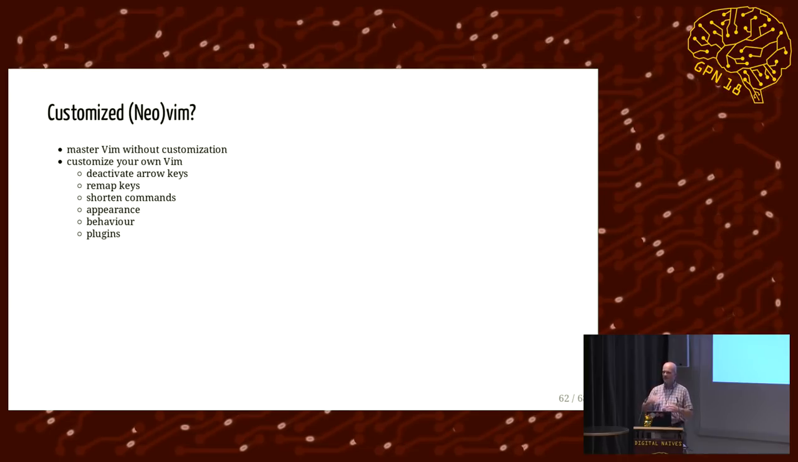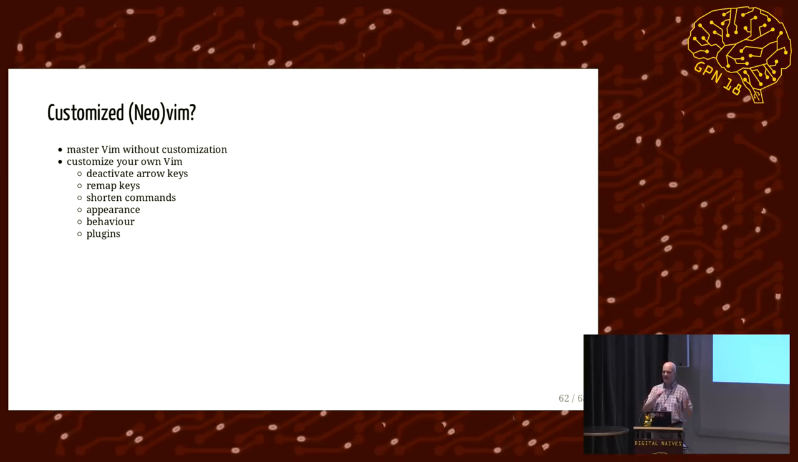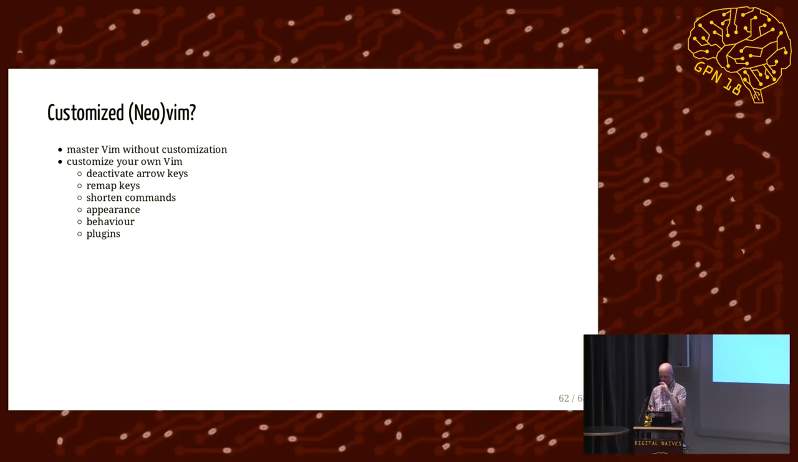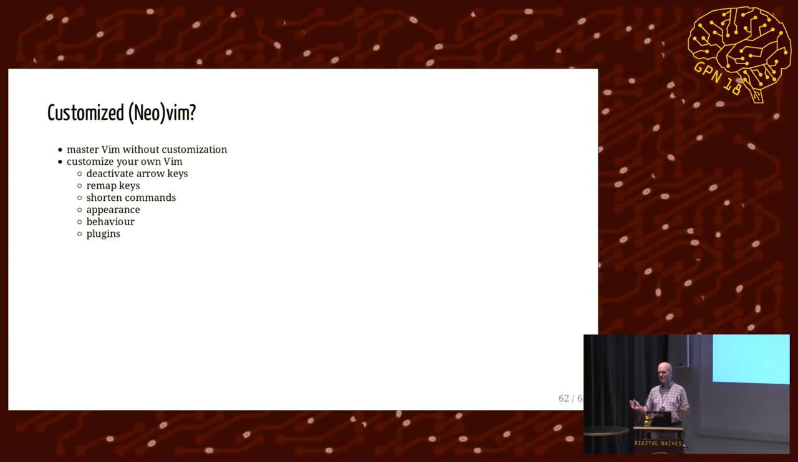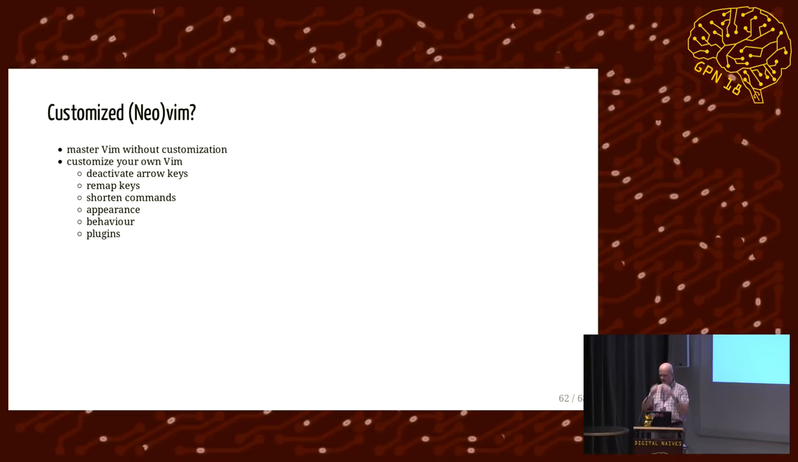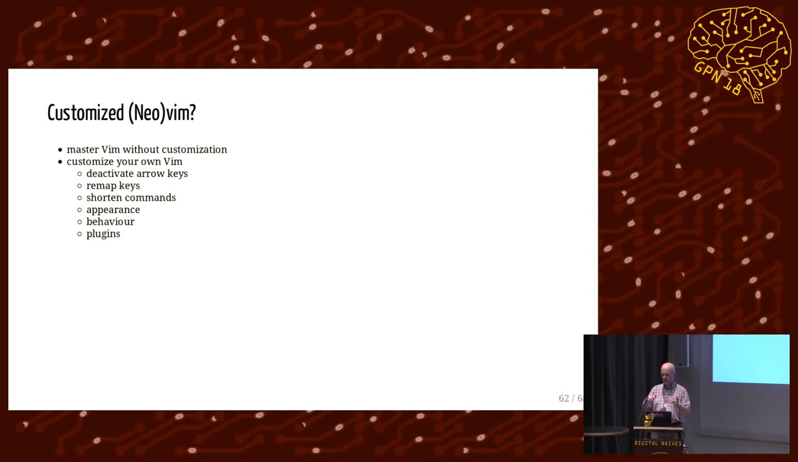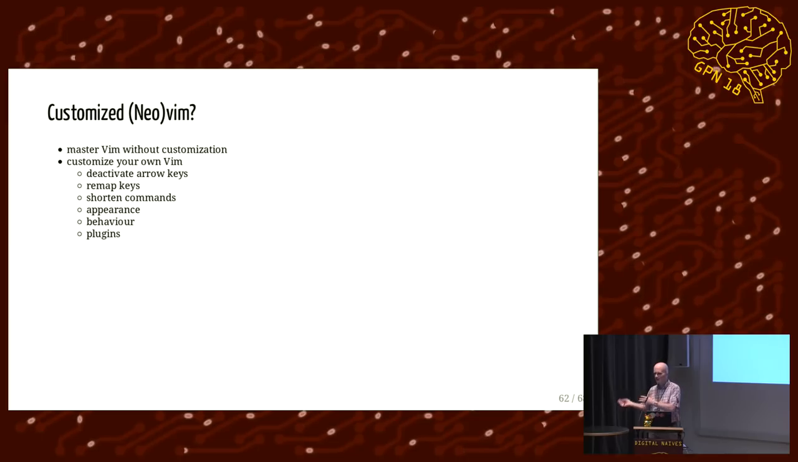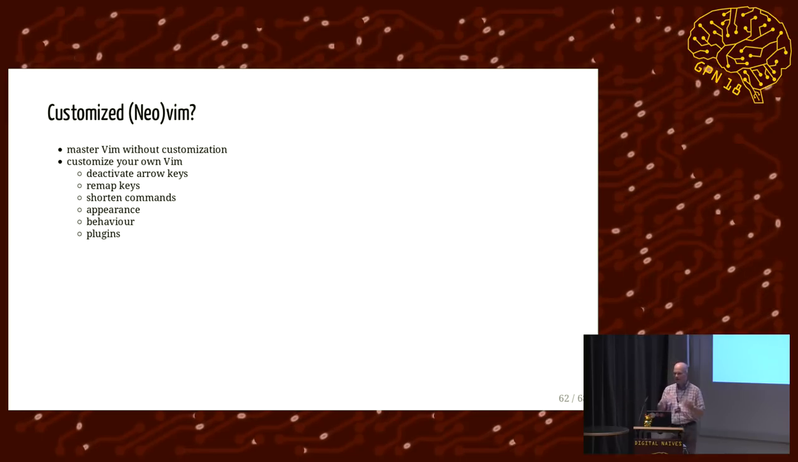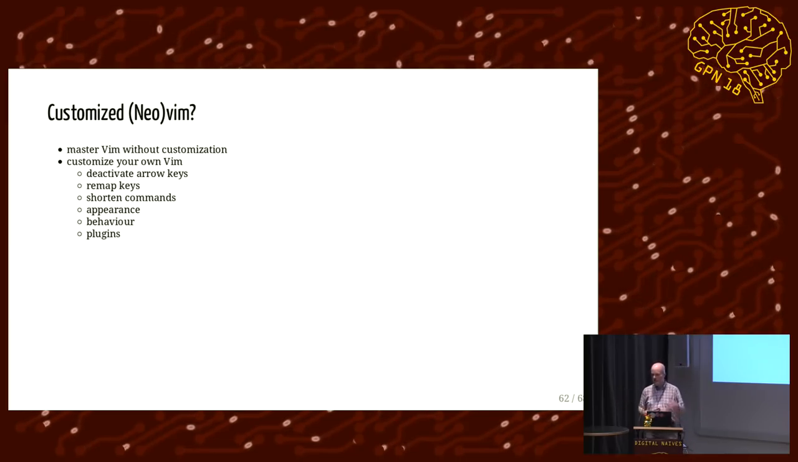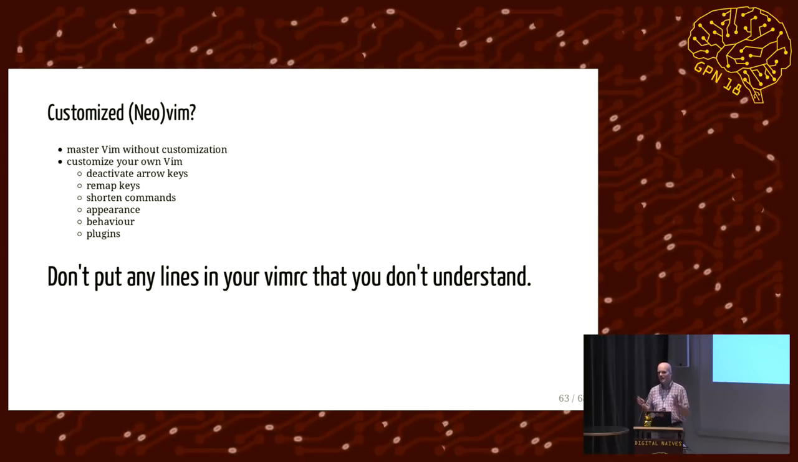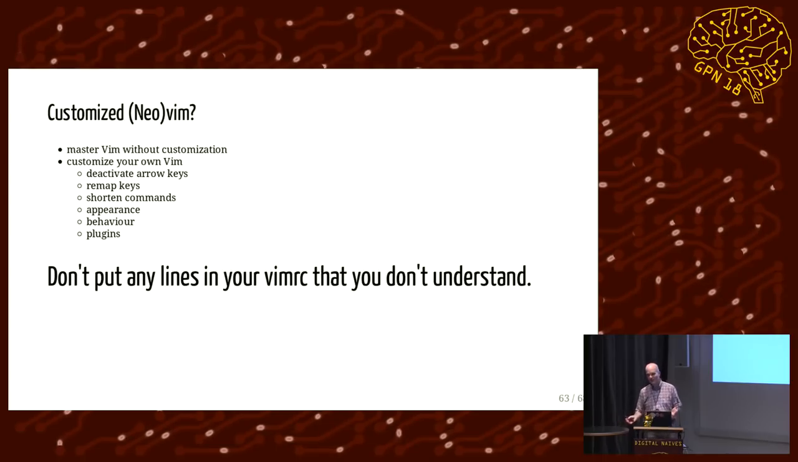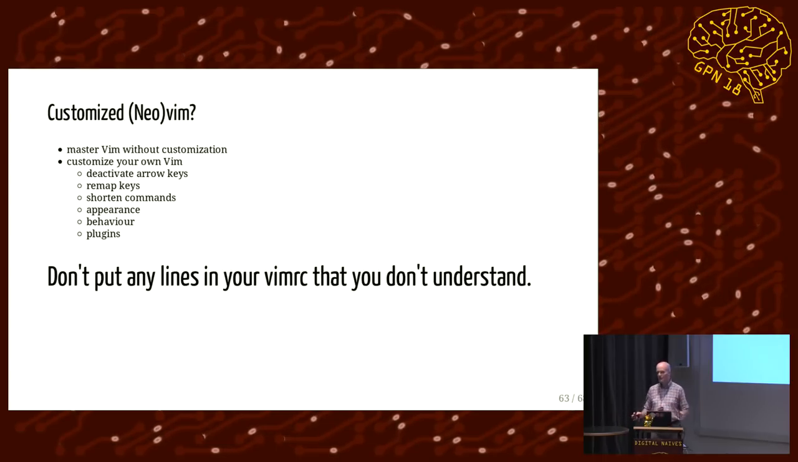Just add one line, try it out, and if you don't want to break your configuration, git your dot files. Then you have just one master branch with your commits, and if you want to try something new, you can try it out. If it doesn't work, you can always check out back to your last working version. Because you shouldn't put any lines into your vimrc that you don't understand. It is not only the vimrc, it is any configuration file.